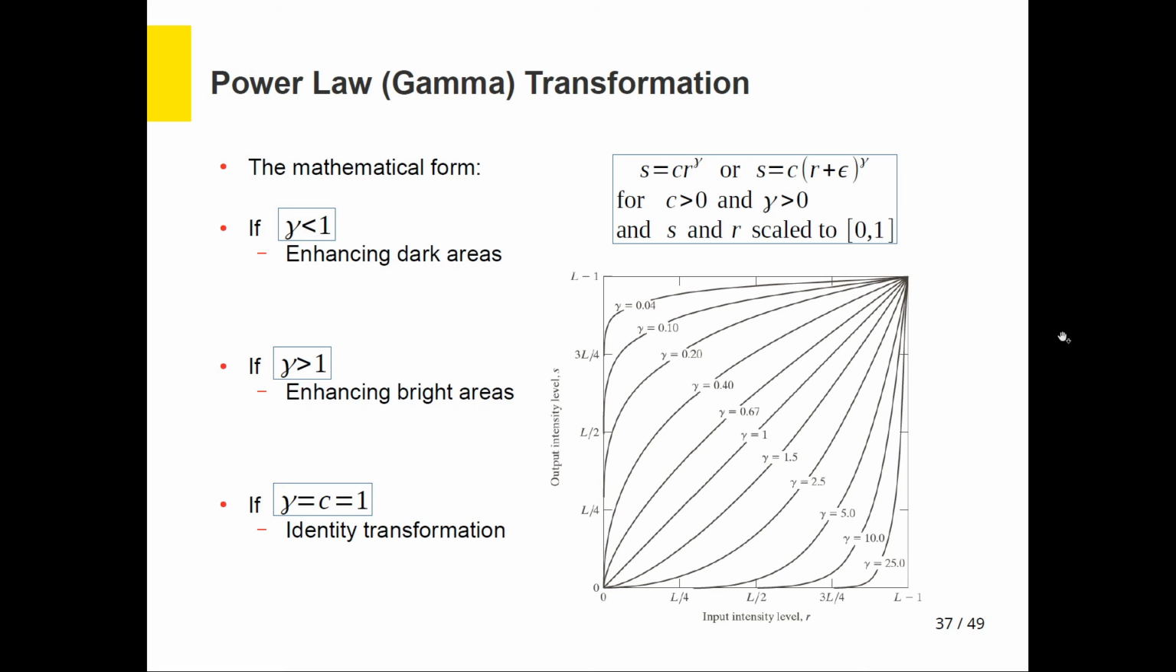Another very useful intensity transformation function is the power law or gamma transformation. You probably have heard about gamma corrections before, especially if you were just trying to adjust the brightness on your monitor. You probably have seen variable gamma. The way it works is that we have this general formulation for the gamma transformation: S equals C, which is a constant, R, which is the intensity value, and then we have the power of R, which is gamma.